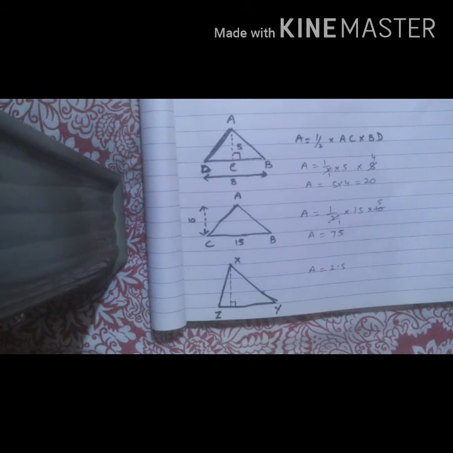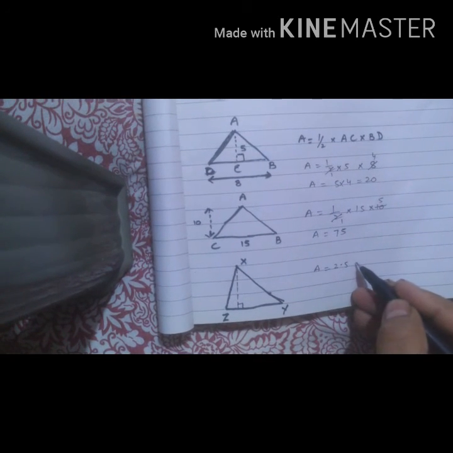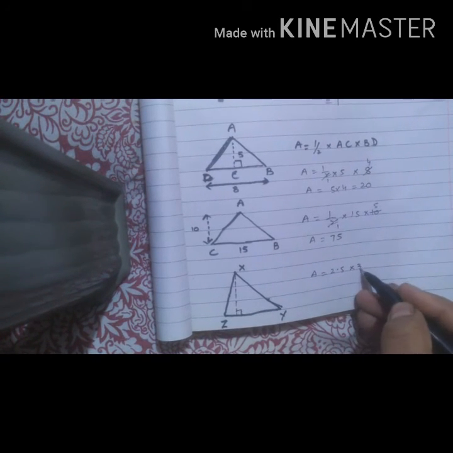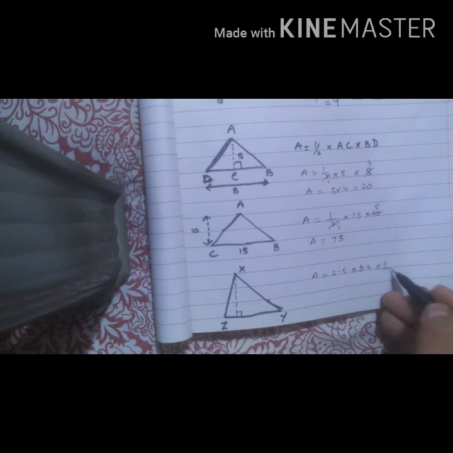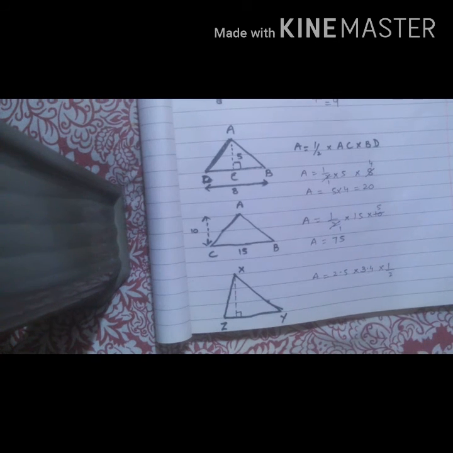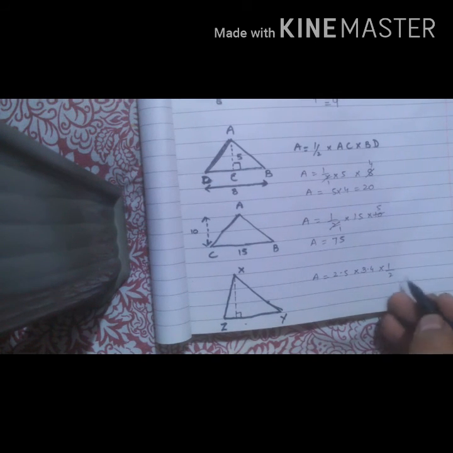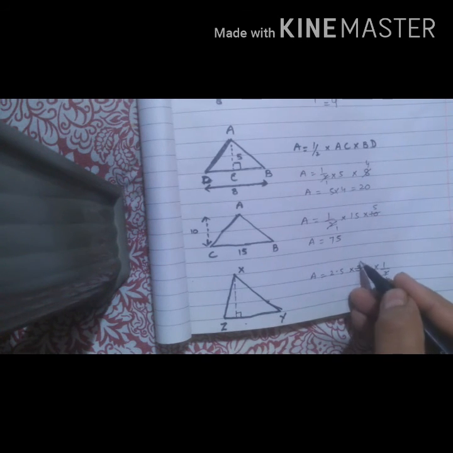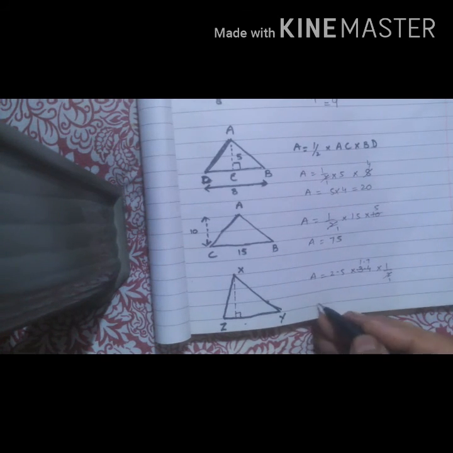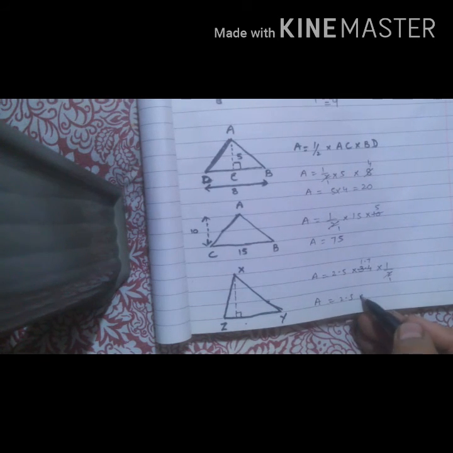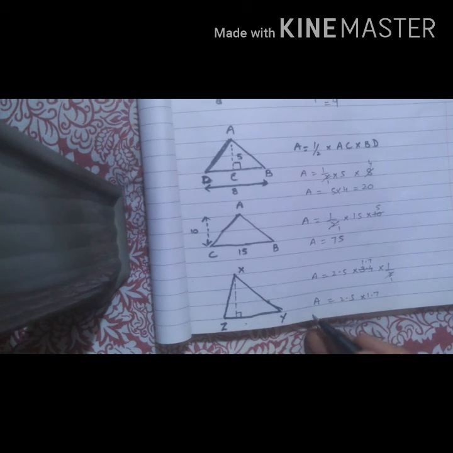3.4 centimeters, right? So half into base into height means 2.5 multiplied by 3.4 multiplied by half. So half into base into height. Base is 3.4 and height is 2.5. Now we can also simplify this 2 by this 3.4, which will give us 1.7. So in order to find the area of this triangle, we just have to multiply 2.5 and 1.7. So that will be the area of this triangle in square centimeters.